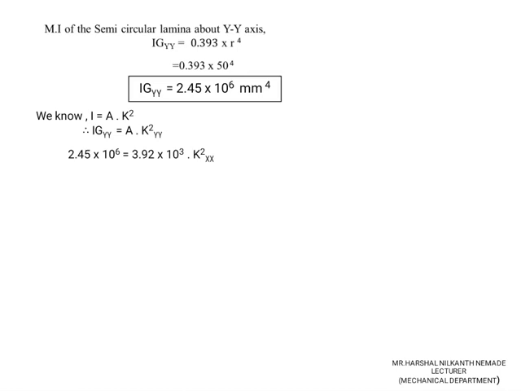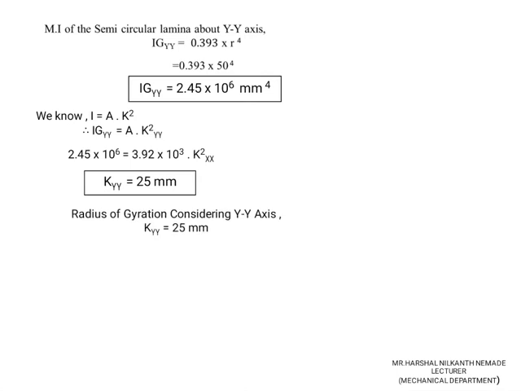So we know I is equal to A into k square. I will write IGYY is equal to A into kyy square. IGYY value I will put, 2.45 multiplied by 10 raised to 6, is equal to the area I have calculated, 3.92 multiplied by 10 raised to 3, multiplied by kyy square. Now I will find kyy is equal to 25 mm. Therefore the radius of gyration considering the y axis, kyy, is equal to 25 mm.